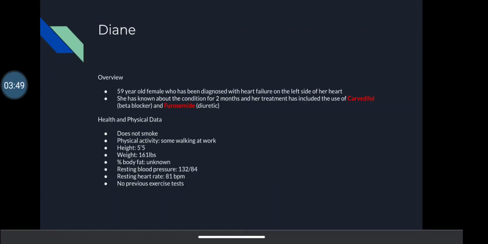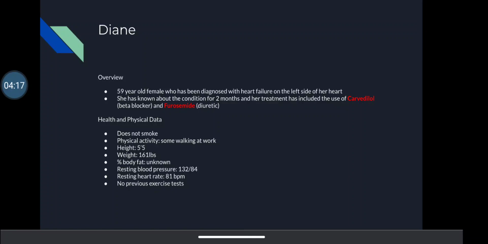So Diane is our case study client. She's a 59-year-old female who was diagnosed with heart failure on the left side of her heart. She has known about the condition for about 2 months, and her treatment has included the use of carvedilol, a beta blocker, and furosemide, which is a diuretic. She does not smoke. She does walk a little bit at work, but no other physical activity. She's 5'5", 161 pounds. We do not know her body fat percentage.